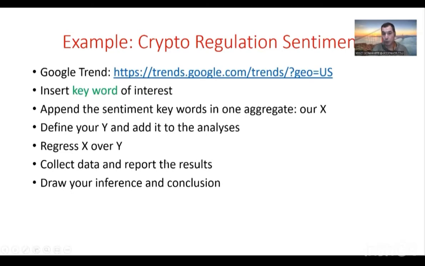We're going to use the crypto regulation sentiment I mentioned. The way I'm going to do it, I'm going to bring my X, regulation sentiment. There is no data about regulation sentiment, so you have to do something with sentiment, and you have to use Google Trends. I'm going to insert a keyword in Trends, append the data, and define my Y, in this case, crypto price. I'm going to use Bitcoin. Regress Y over X, collect that and report the results, draw your inference and conclusion.